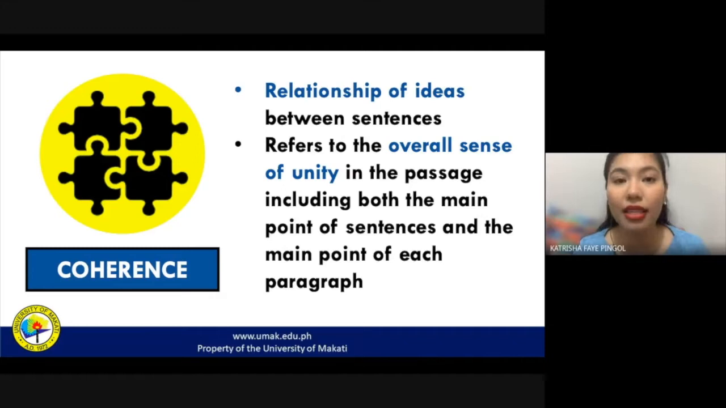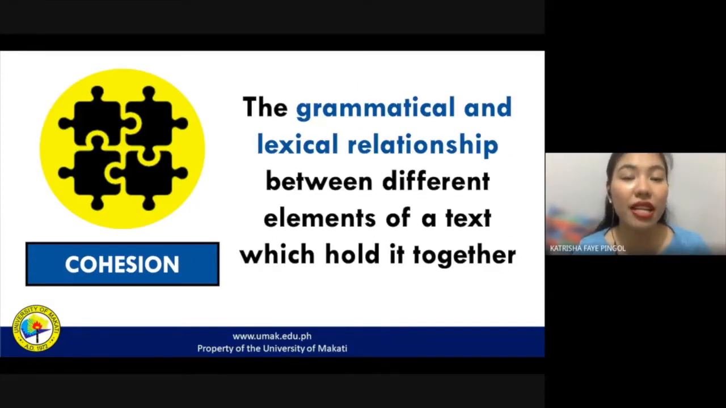How are the ideas that you have presented related to one another? Just make sure that they all support one another. So, coherence should not also be mistaken for cohesion. Cohesion and coherence are two different things.